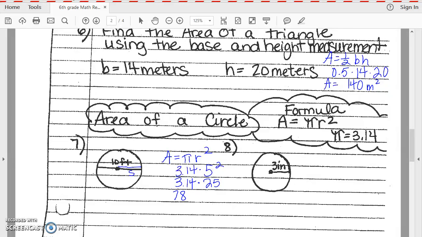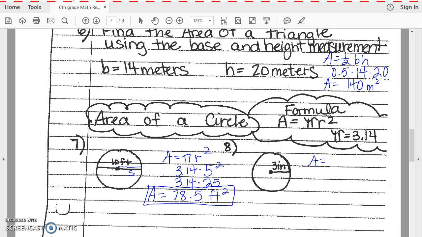And I ended up with 78.5. And what is my label? Feet squared. And I always drop down A equals and I box it. 78.5 feet squared. Okay, and now I'm ready to come over and do my other circle. I'm going to follow the same formula. So I'm going to write that down.